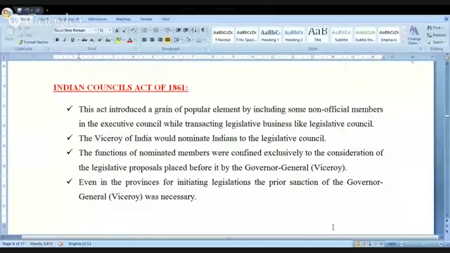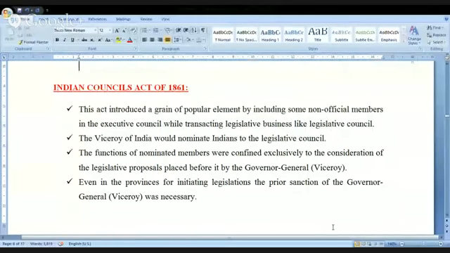Okay, but it was officially recognized by the British Parliament through the 1861 Act. That's what I'm going to show to you now. Kindly wait a moment. I'm opening the document here. Look at this. Clear? Look at the first one.